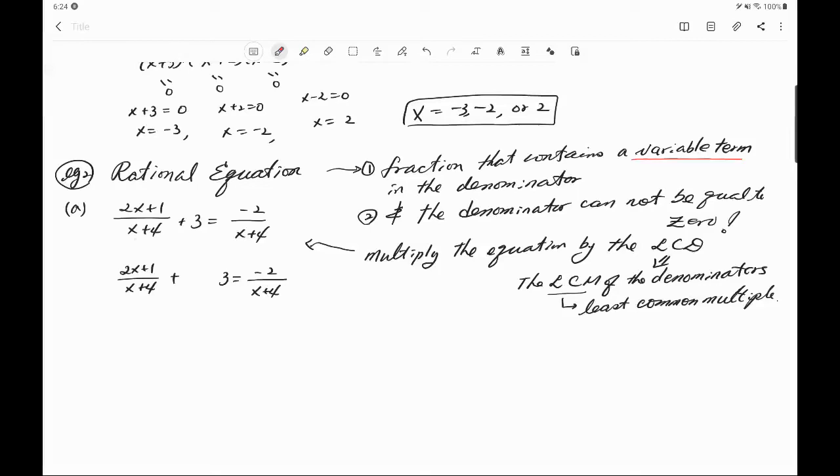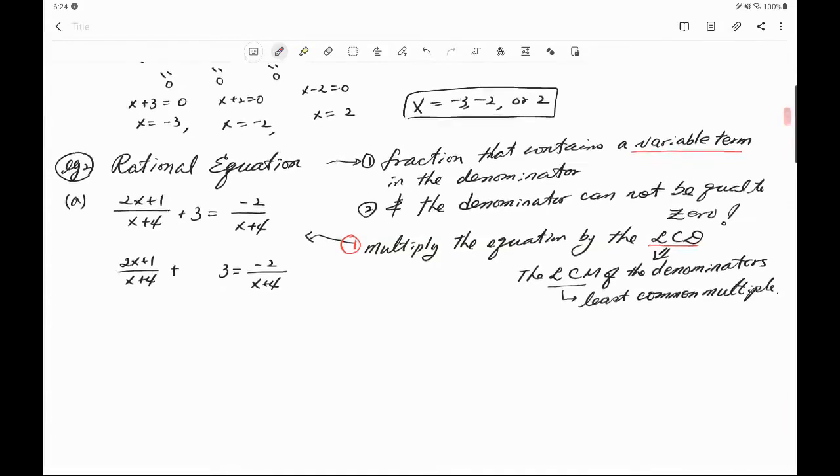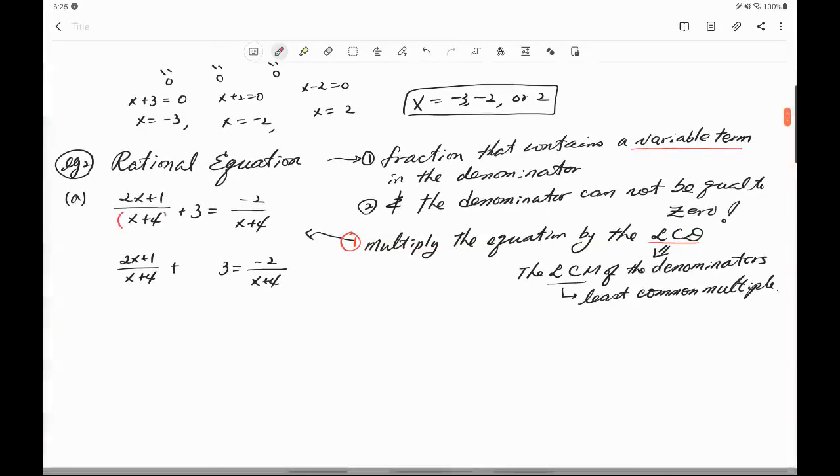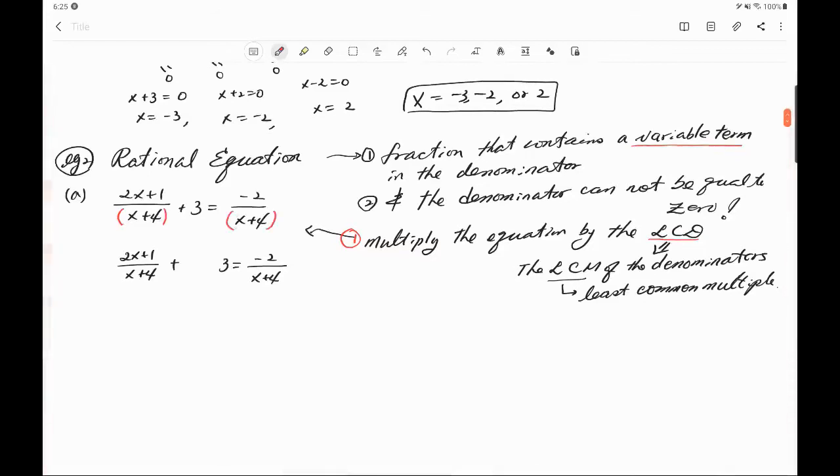All right, so when we solve this equation, the first thing is we have to find the LCD. So what is LCD? LCD is the LCM of the denominators. LCM is the least common multiple. So we want to find the least common multiple of the denominators. This is x plus 4, x plus 4, so there's only one factor, x plus 4. So we're going to multiply the whole equation by x plus 4.